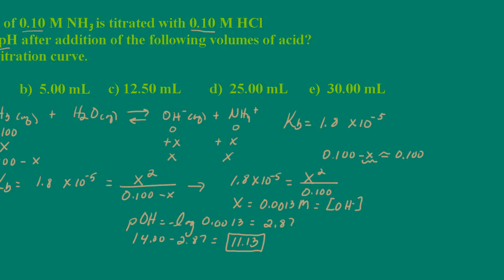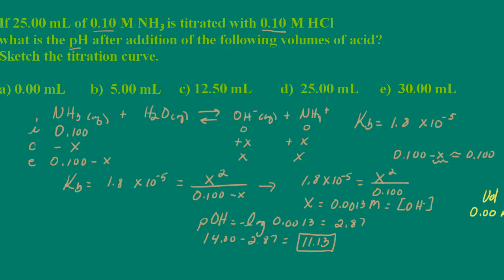What I'm going to do over here is start a table, because they want us to sketch the titration curve for this. Let's start our table up here, and I'll use a different color. We want the volume and of course the pH. This is the volume of added titrant. So this is 0 milliliters, and our pH is 11.13. That takes care of part A.